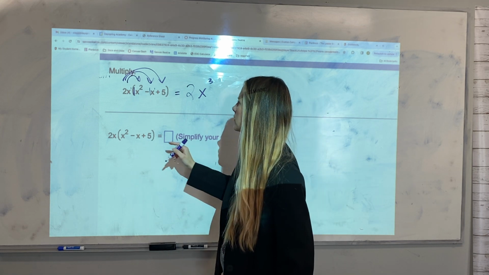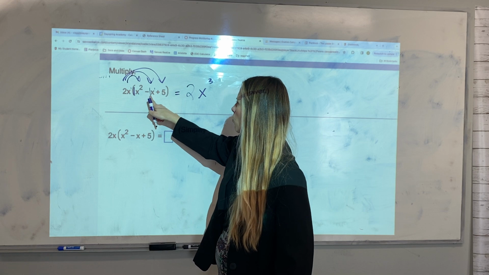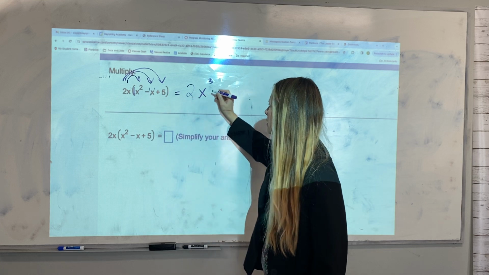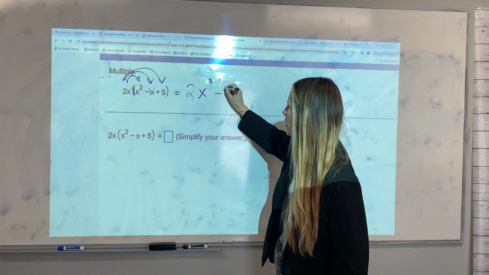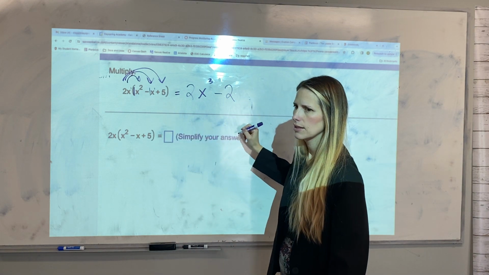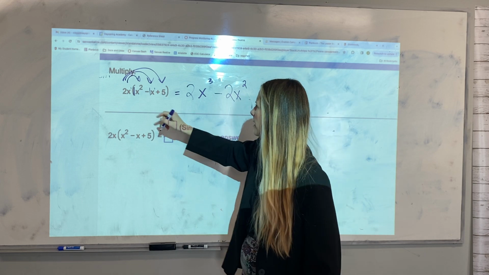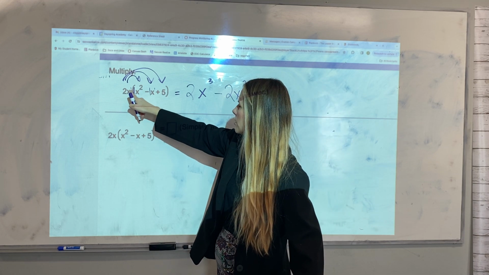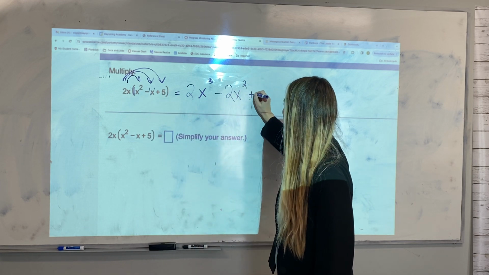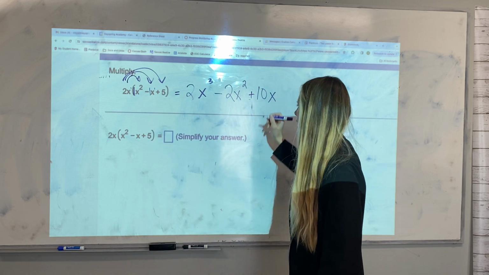Good, that one's done. Now we do 2x times negative 1x to the first power. 2 times negative 1 is negative 2, and x times x is, yep, x squared. And then our last term, 2x to the first times 5. So 2 times 5 is positive 10, and then x is x.